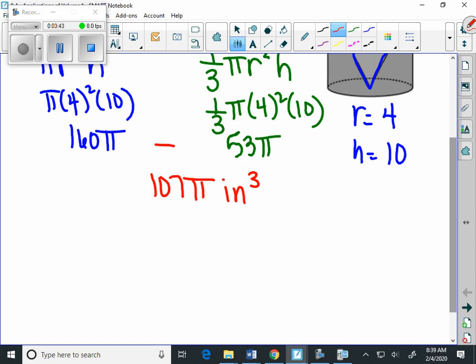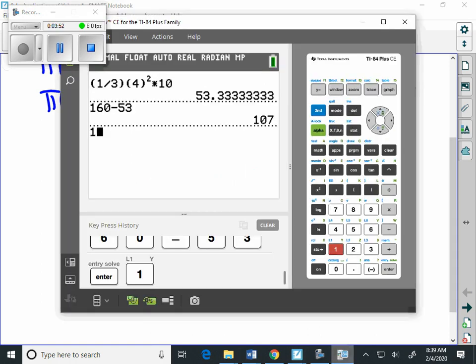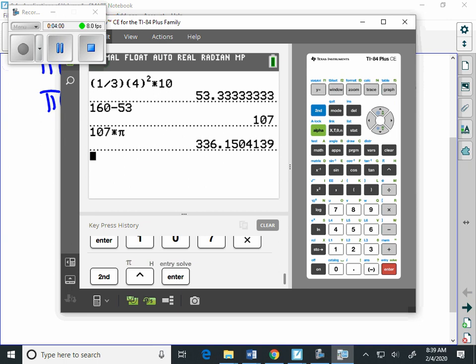And then if we prefer it to be to the nearest cubic inch with the pi calculated in, we go back and use our 107 times pi. Again, pi is easier to use on Desmos than it is on the calculator. But we get 336 when we round that to the nearest cubic inch.